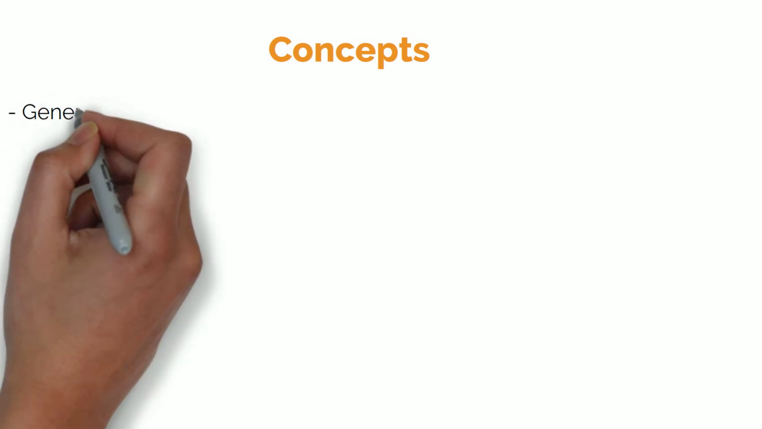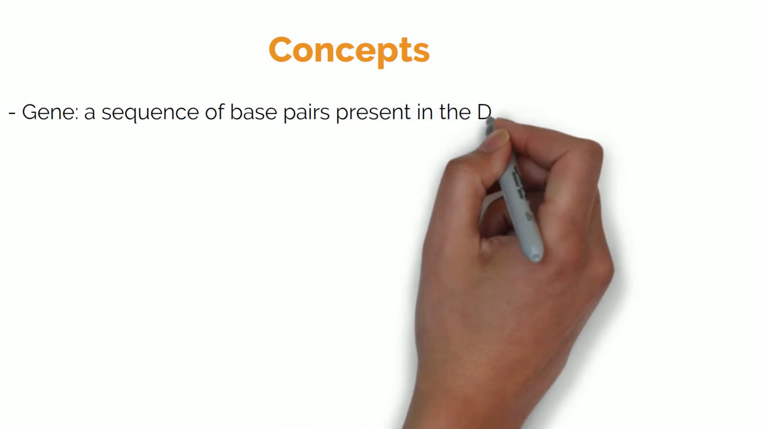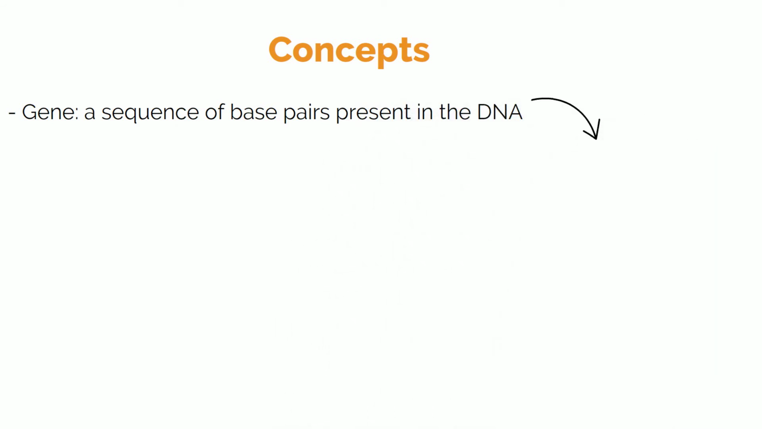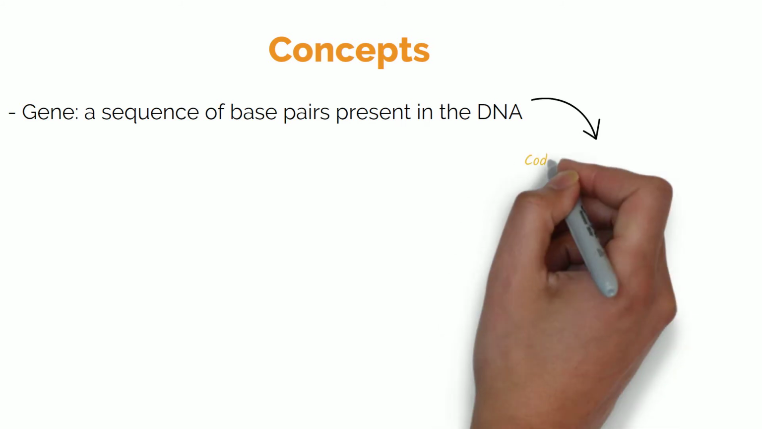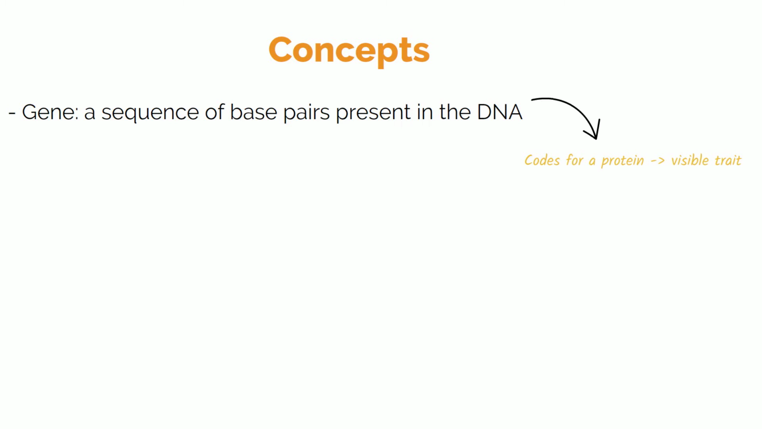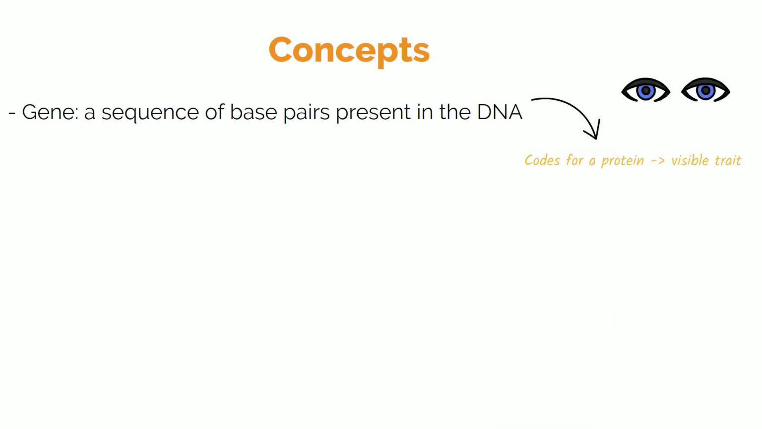As we discussed in a previous video, a gene is a sequence of base pairs present in the DNA. This sequence of base pairs codes for a specific protein to be synthesized, which then gives rise to a trait. So if you think about someone who has blue eyes, this means that the gene that codes for the eye color produces a protein that creates the blue color in their eyes. This is a simplified version of the genetics involved in eye color.